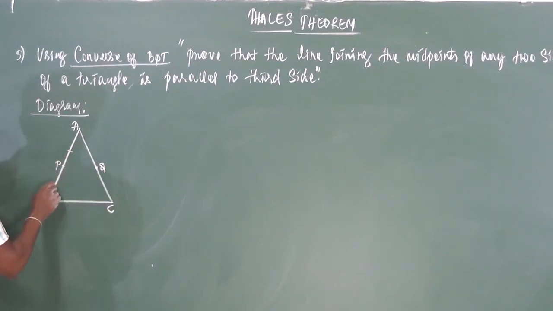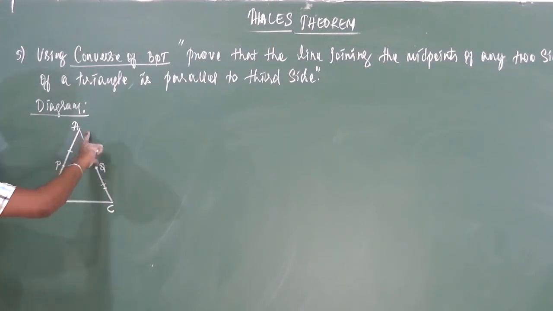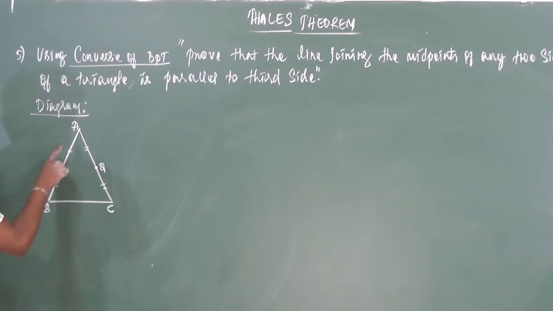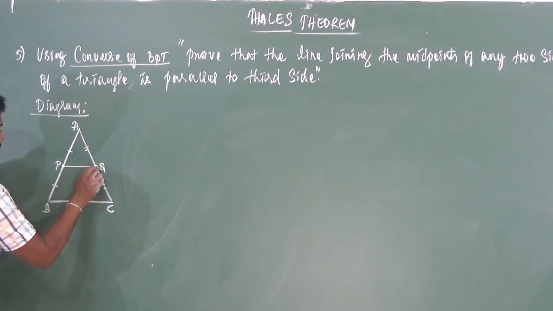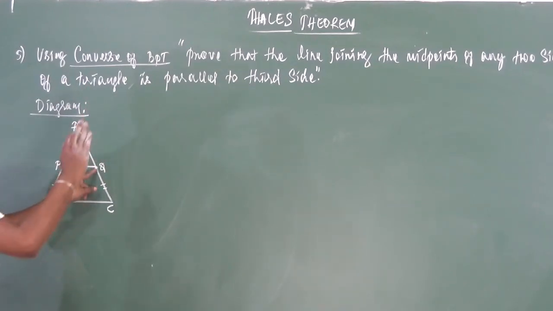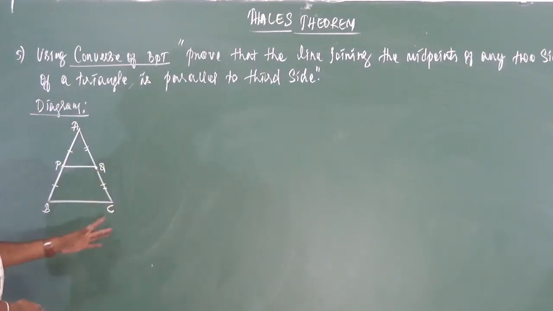So that AP is equal to PB and AQ is equal to QC. I don't know whether it is AP is equal to AQ. I am not sure about it. But AP is equal to PB and AQ is equal to QC. Now, PQ is a line joining the midpoints of two sides of a triangle, which is parallel to the third side. So, we have to prove that PQ is parallel to BC.